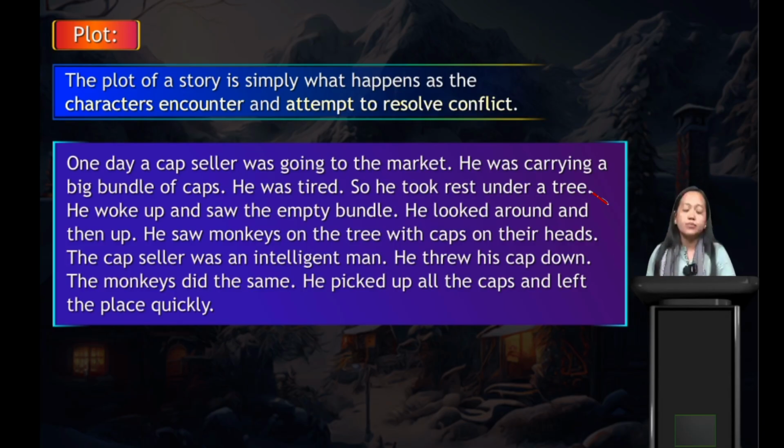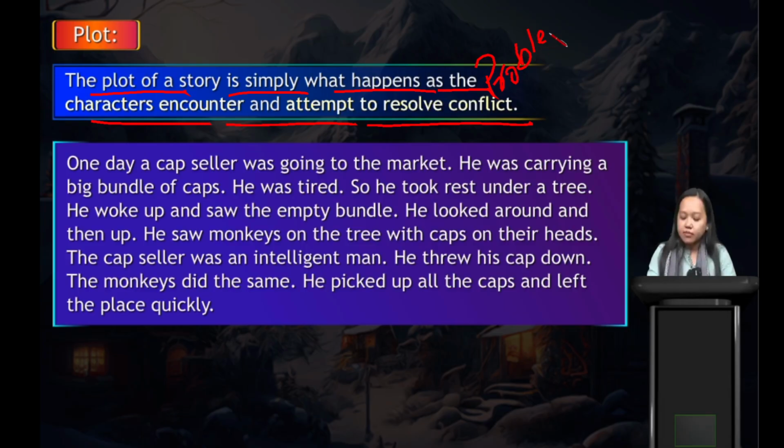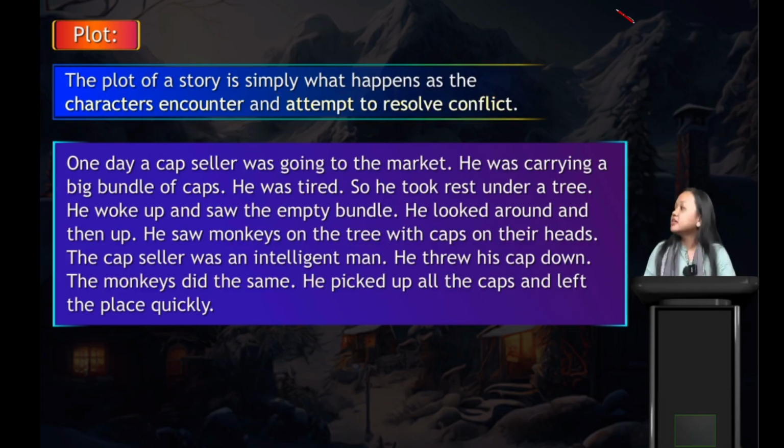Moving next, we will discuss the plot of the story. So what is plot? It's given here. The plot of a story is simply what happens as the character encounters and attempts to resolve the conflict. Conflict means problem. So what does this mean? It means what happens in the story, what problem the cap seller had to face, and how he solved the problem.